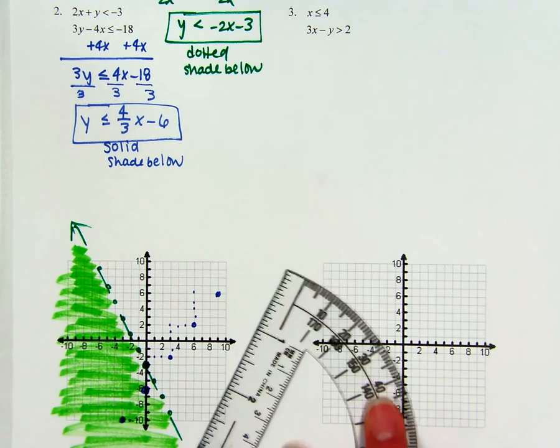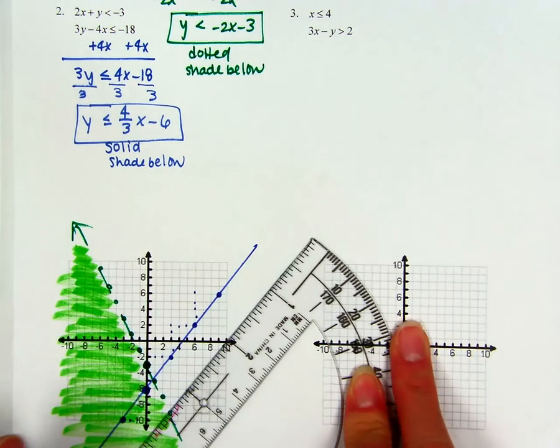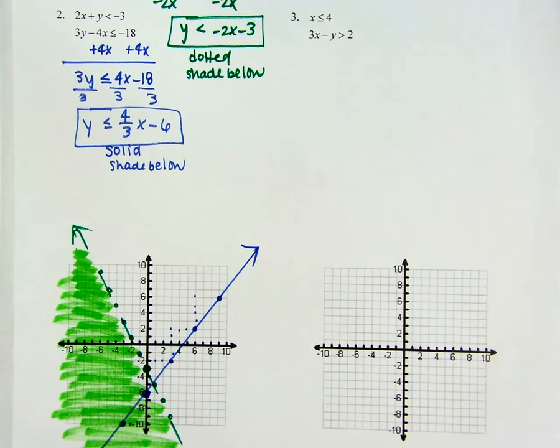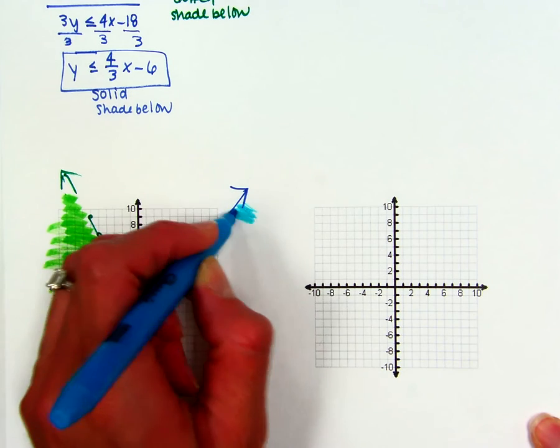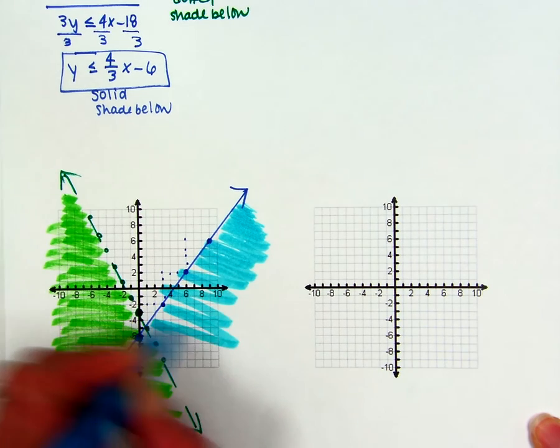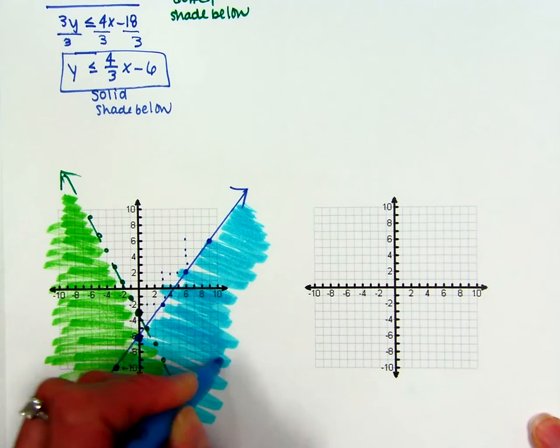All right, this time I want a solid line. And just like the last problem, it's another shade below. So find my boundary line. Shade anything below here. Try not to go over your line.